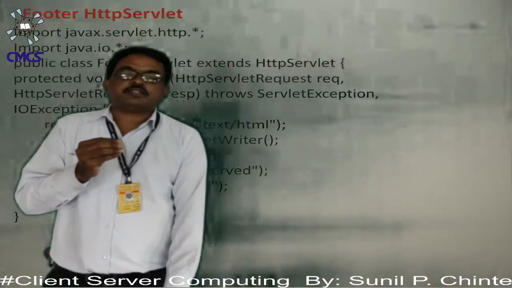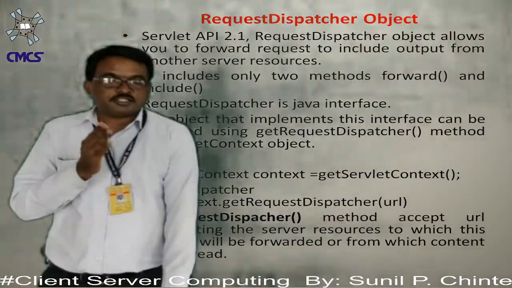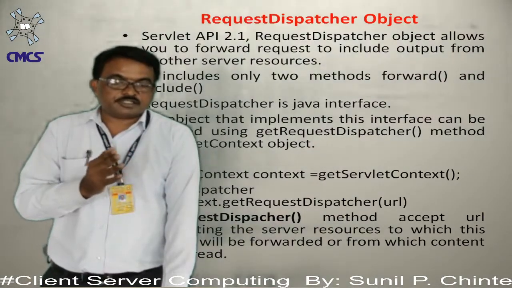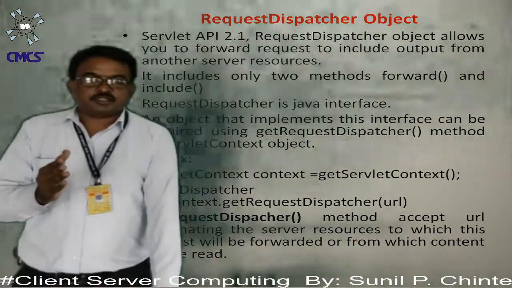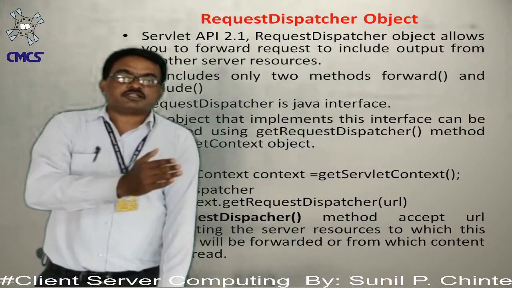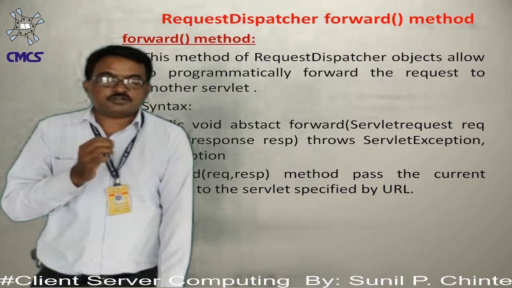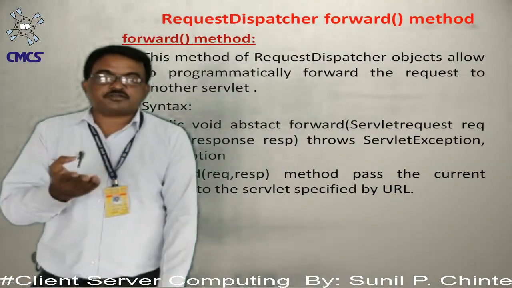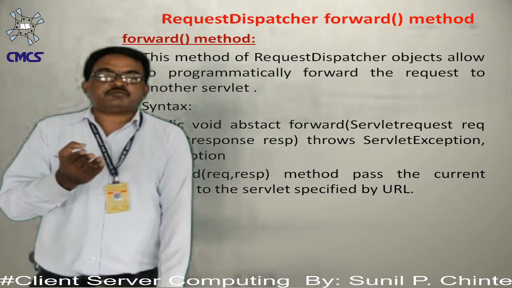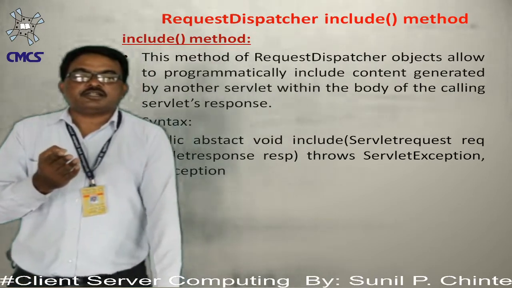Next is the request dispatcher object. This request dispatcher object contains two methods, the forward method and the include method. The forward method is used to send the request to another servlet, and the include method adds the output of the servlet. So the request dispatcher has these two methods, the forward method and the include method.